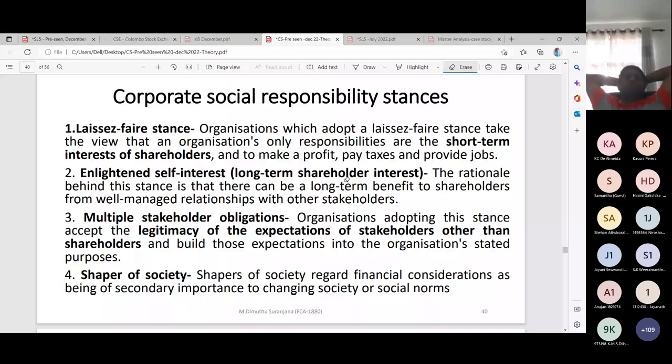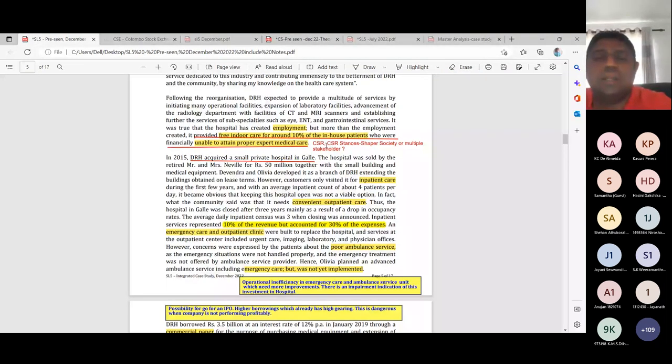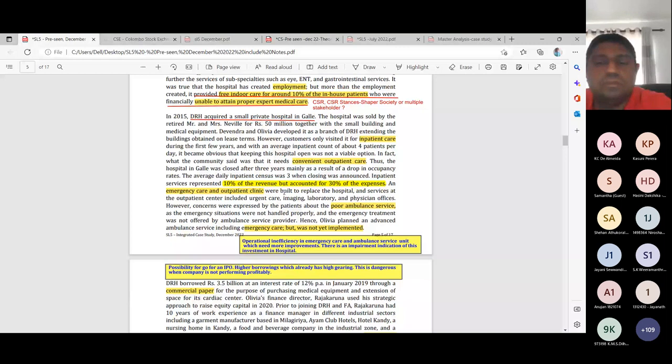The third strategy, multiple stakeholder obligation. You try to fulfill the different stakeholders' objectives, not shape society. Under shape of society, you think about society first, then other objectives come. So they are applying the multiple stakeholder obligations stance here. So that is one thing you can look at, the CSR aspect can be analyzed, right? So, yeah, this change in ownership happened in 2013.